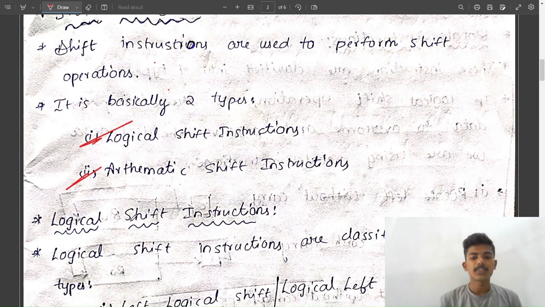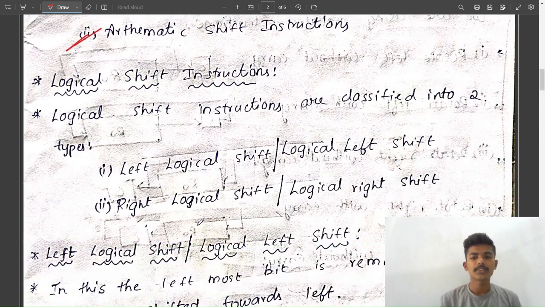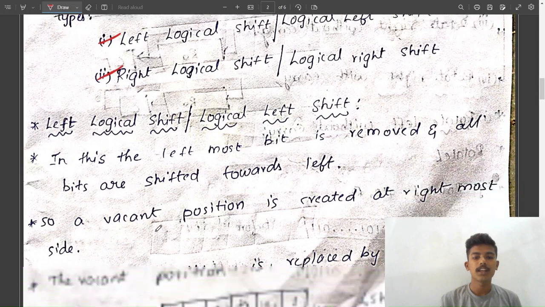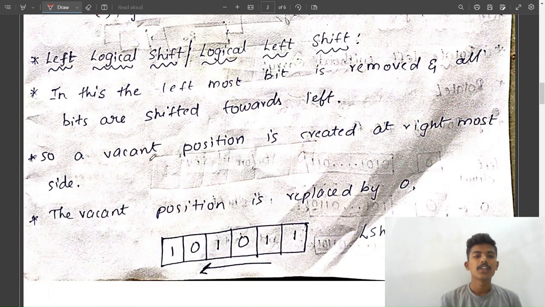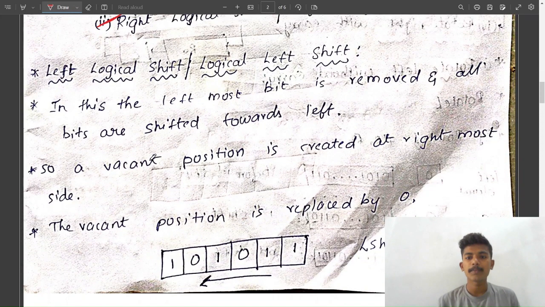First, logical shift instructions. Logical shift instructions are classified into two types again: logical left shift and logical right shift. Let us see what is a logical left shift. In this, the leftmost bit is removed and all bits are shifted towards the left. A vacant position is created at the rightmost side, and the vacant position is replaced by 0.